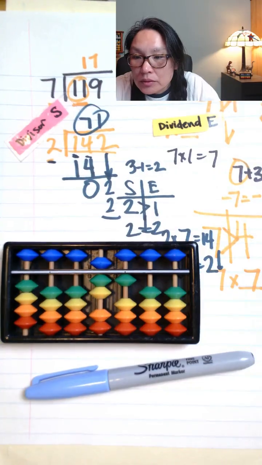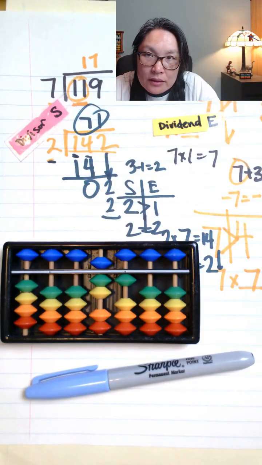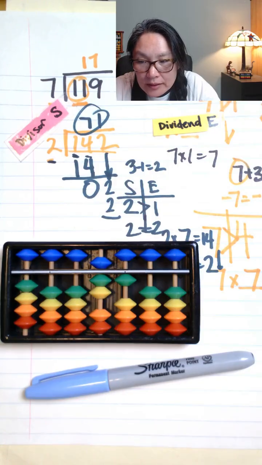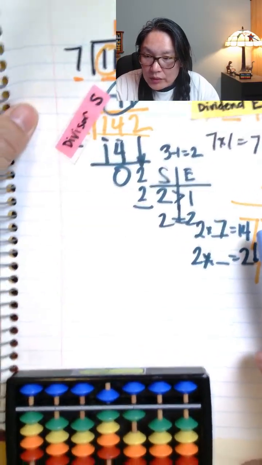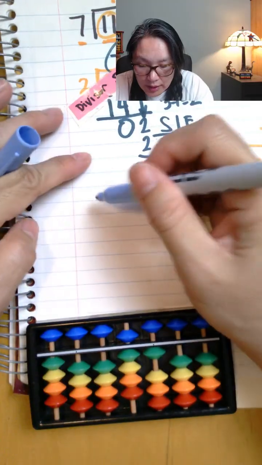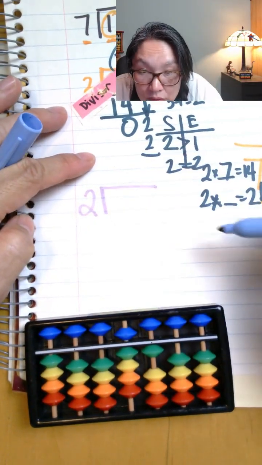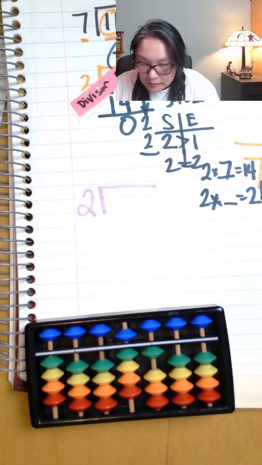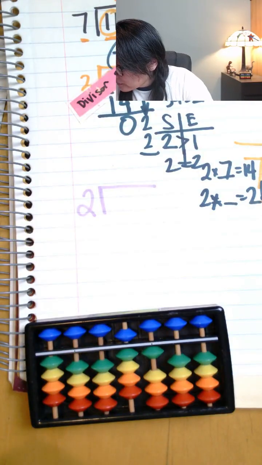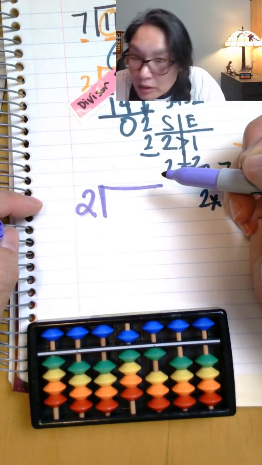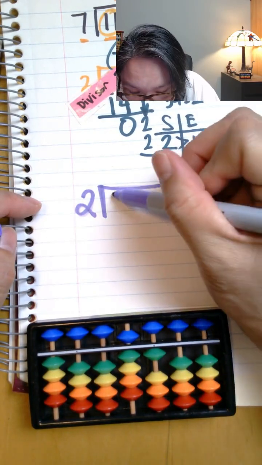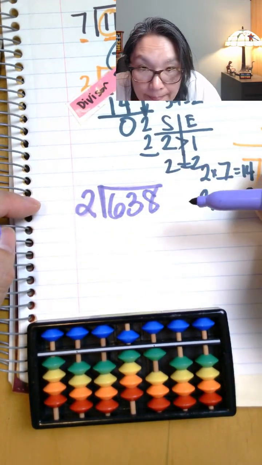Let's do... I'm doing simple numbers, less than 5, because they're easier, I think. It's easier to wrap your head around it. So again, we'll do another one, which is 2. That's not a good color. Let's see this. 2, 6, 3, 8. Is that better?